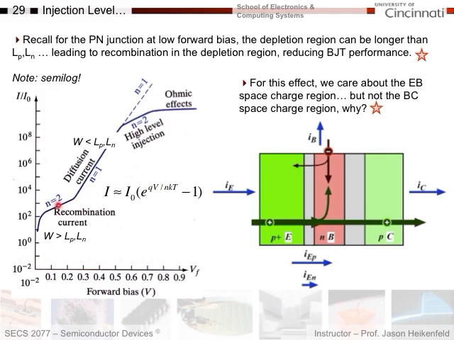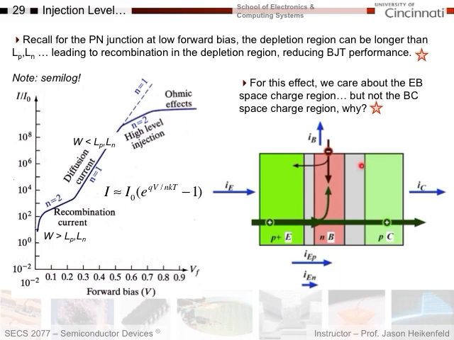Well, for a BJT, this would be problematic because to get the same amount of hole current, I would need more electron current coming in because electrons are recombining with holes here in the depletion region. And so my amplification factor would be decreased at low voltages because of this recombination, killing off more holes, not only in the base but now also in the depletion region here as well.